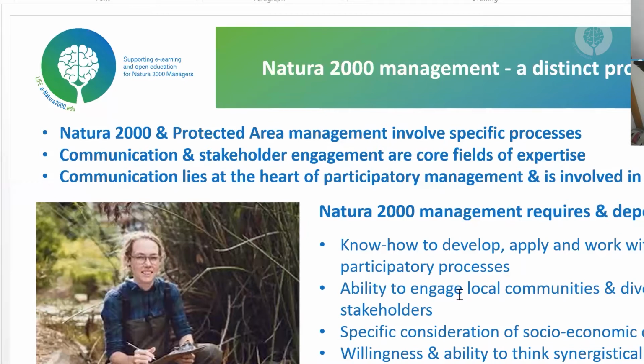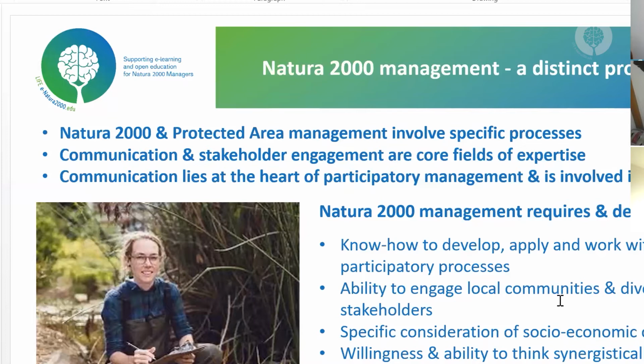But above all, there are specific areas of competence, and this is a focus within the Life Edu project, that looks at engaging local communities, working in a very participatory manner, which is certainly required for effective implementation of Natura 2000, but it's also just good practice in general.